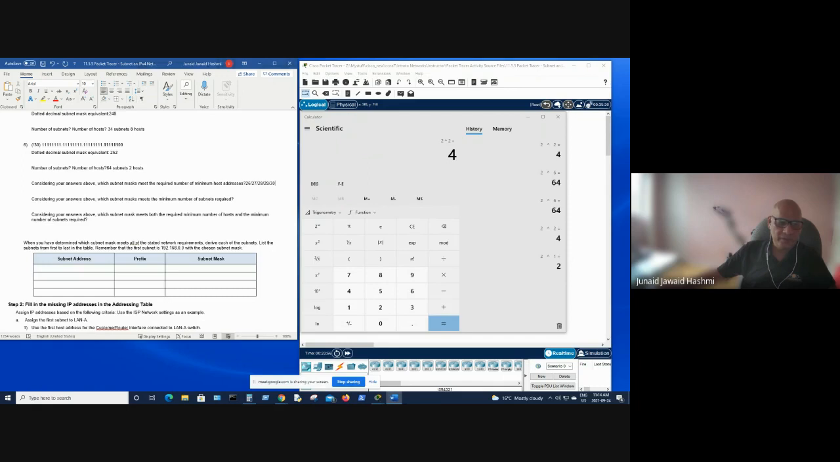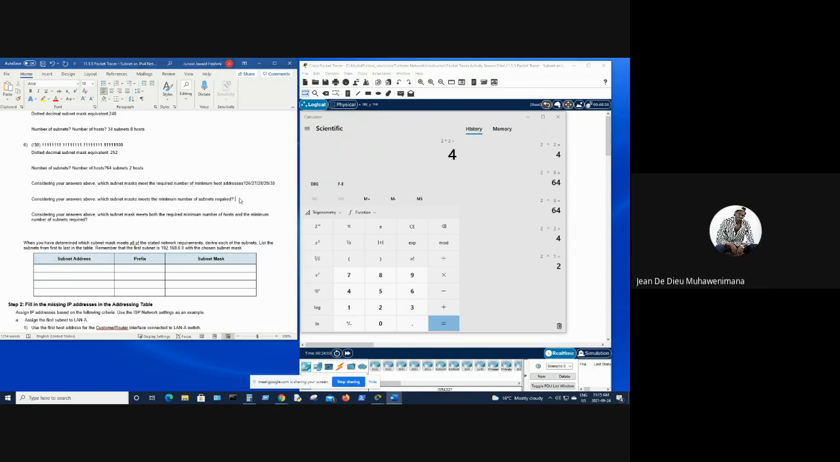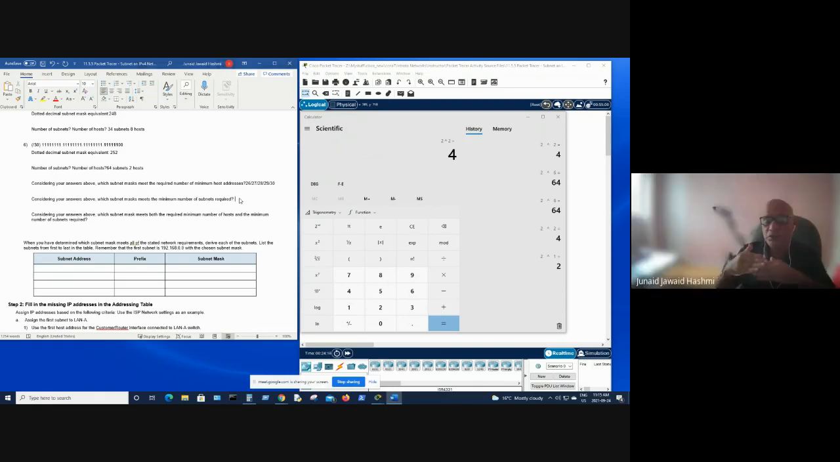What would be the subnet mask? Sorry, sir, I don't understand where you're coming from. 26, 27, 28, 29. These are the total.